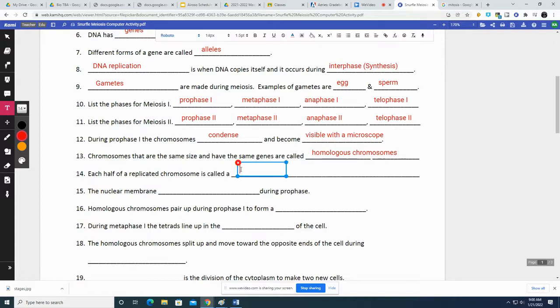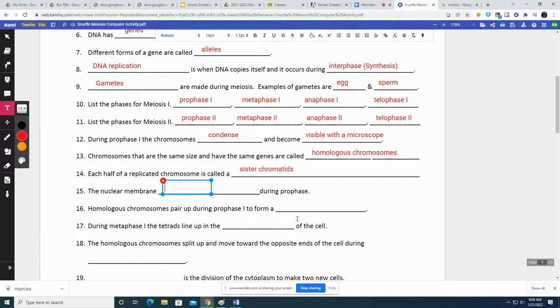Anyways, 14. Each half of a replicated chromosome, those are called chromatids or sister chromatids. And they're exactly the same. So when the DNA looks like an X, because there's 2 sides on it, it's double-stranded, the right side is exactly the same as the left side. But homologous chromosomes are not exactly the same. They carry the same type of information, but not necessarily the same alleles.